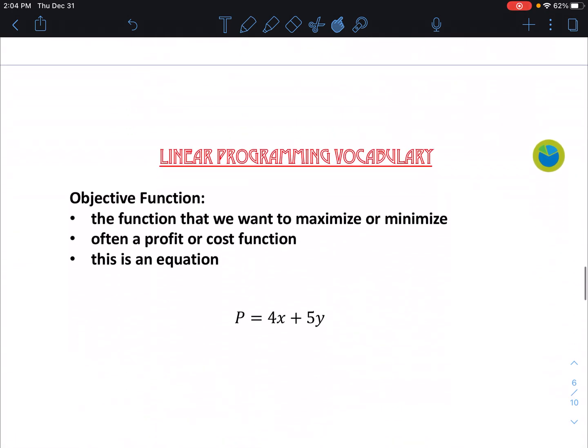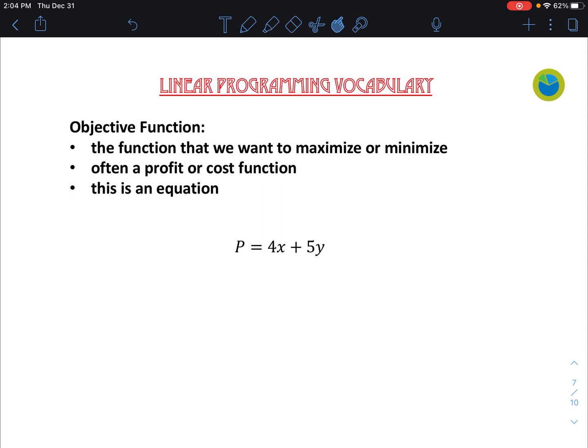All right. Now, next we have something called the objective function, and this is a pretty important piece. This is the function that we're trying to maximize or minimize. This is really what we're trying to make and get the optimal solution, the best solution. Often you will find out this will be a profit equation or a cost equation, something along those lines. And again, notice this is an equation, not an inequality. This is the thing you are trying to maximize or minimize. In this particular case, this P here stands for profit. So profit is equal to 4 times X.